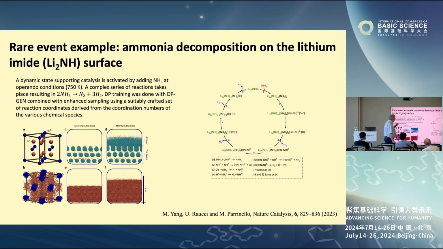And again, it was possible by using a deep potential construction as the one that I discussed before. And they used DPGen combined with enhanced sampling, again, using a suitably crafted set of reaction coordinates derived from the coordination number of the various chemical species. So that's another application of the approach.